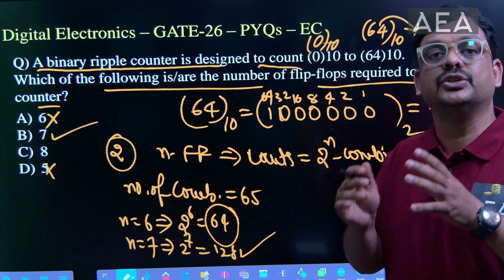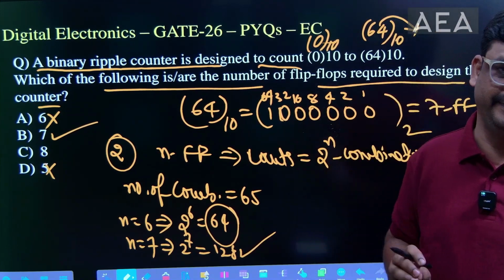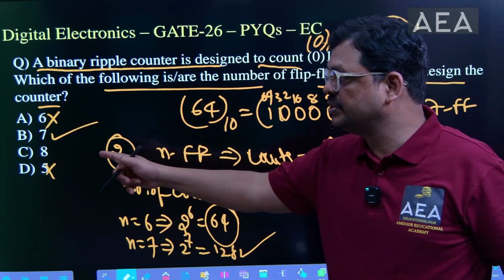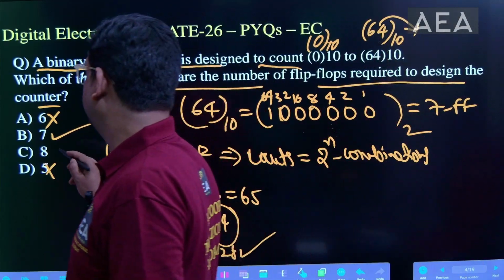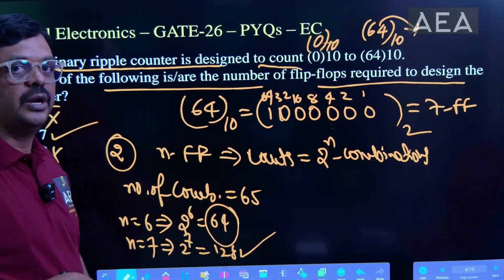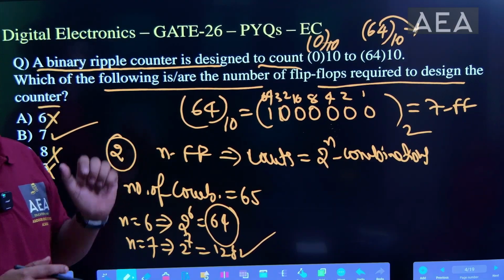65 combinations. So we have to take the minimum number of flip-flops only. Compared to 8, 7 is the minimum number. That's why this 8 is also a wrong answer. We just have to write 7 only.